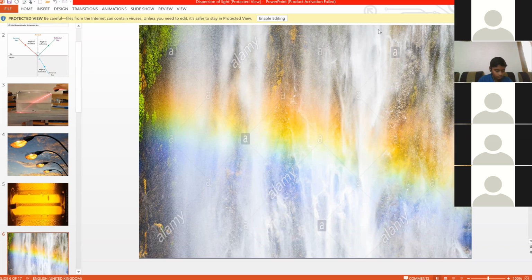Like for example, in a rainbow, we have VIBGYOR. So we have different colors like red, orange, yellow, green, blue, indigo, violet. That splitting of colors we can easily identify in a rainbow. So during this refraction, there is a splitting of colors, and these colors are separated. We can identify them.